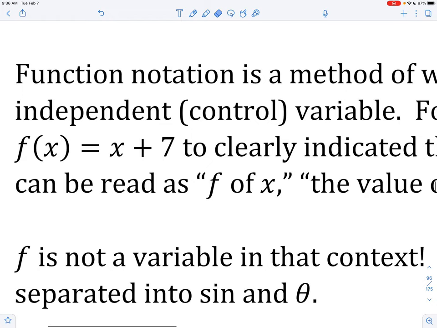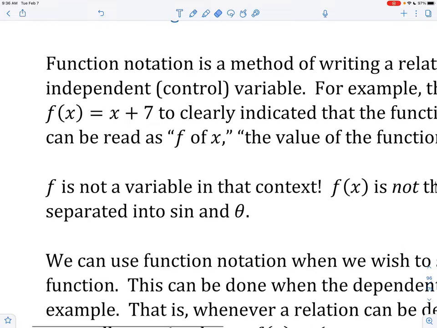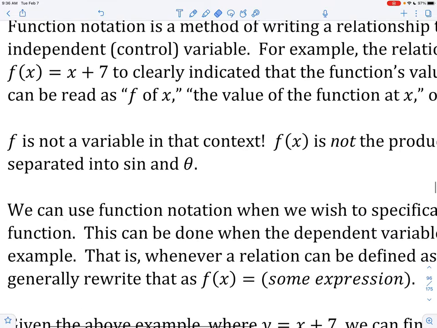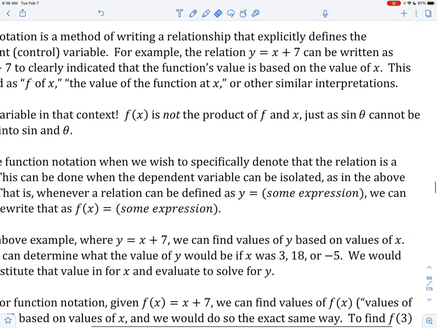Again, f is not a variable. We're not multiplying f times x. We can't separate the f from the x on that side of the equation. It's kind of like, well, if we had sine theta, that theta only exists as part of the sine function. We don't separate them. We don't divide by sine. So that's the business there.